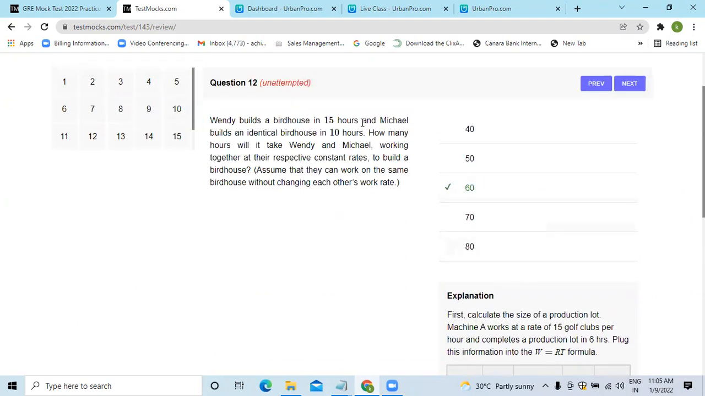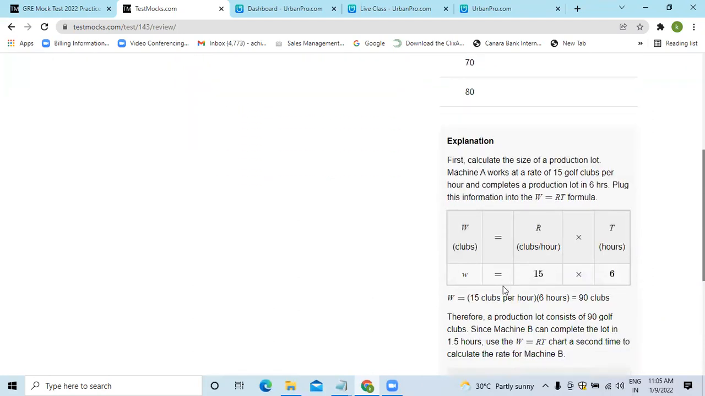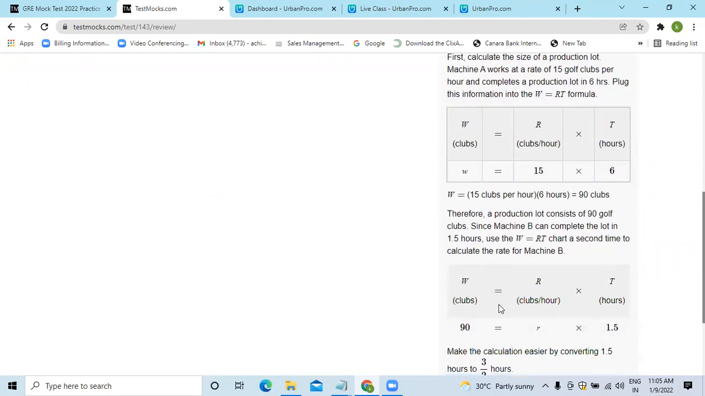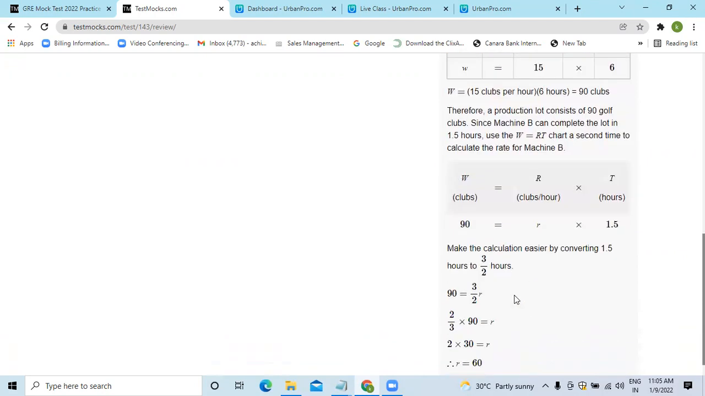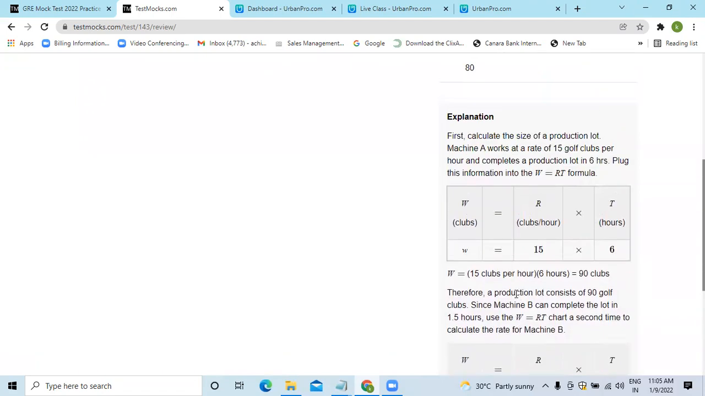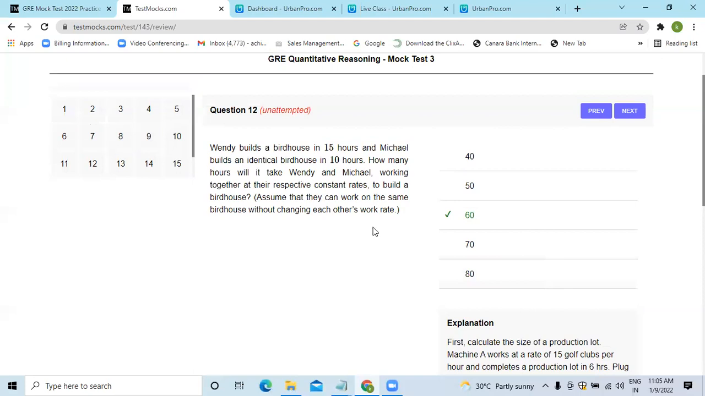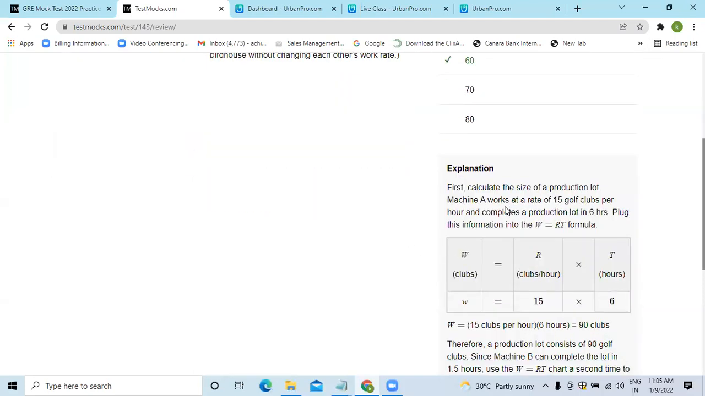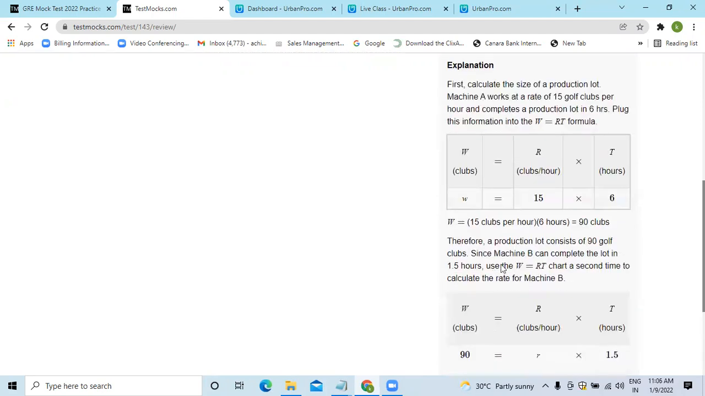So first of all, in the work problems, this is called work and time problems. The fundamental rule is if one can complete the work in 15 hours. First, calculate the size of the production lot. So here you can see 15 clubs per 6 hours. I think there's something wrong with this. It is talking about golf clubs, and the other one was birdhouses. The question says birdhouses. Machine A works, clubs, hours, and all that is given.